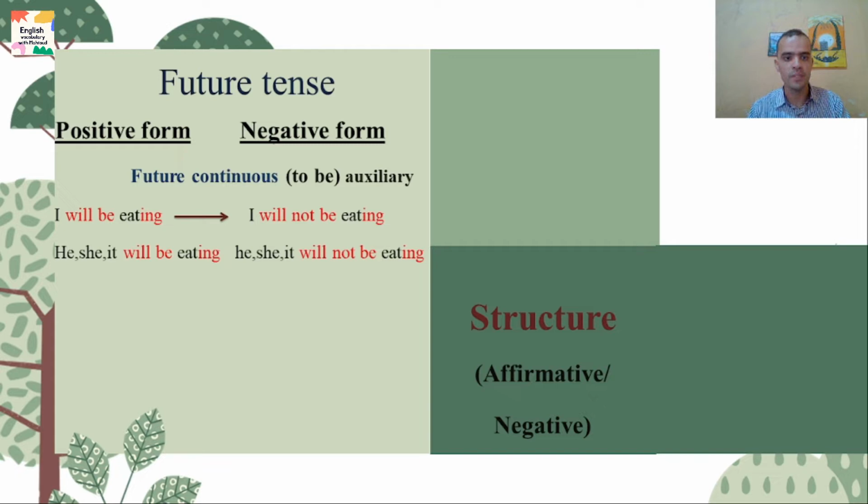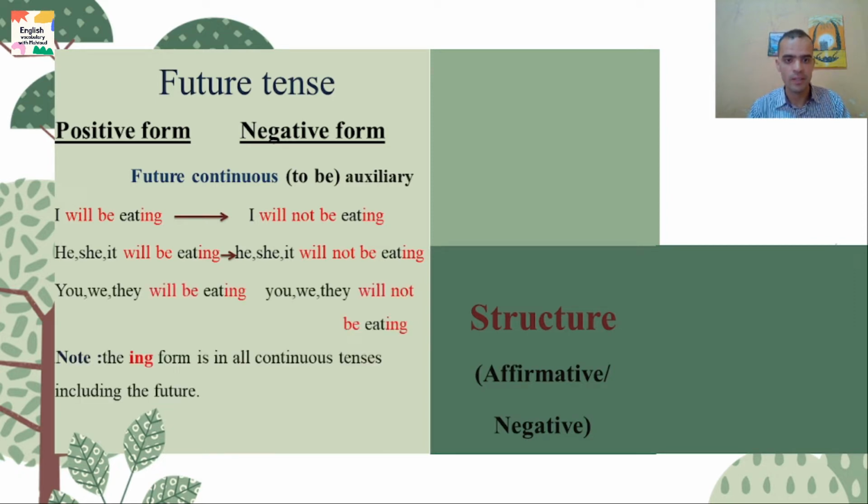He, she, it will be eating. He, she, it will not be eating. This is the negative form. Okay. You, we, they will be eating. You, we, they will not be eating. This is the negative form.